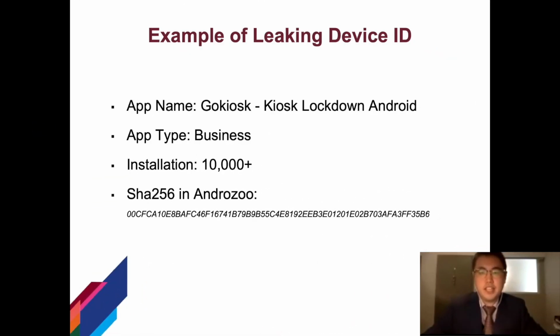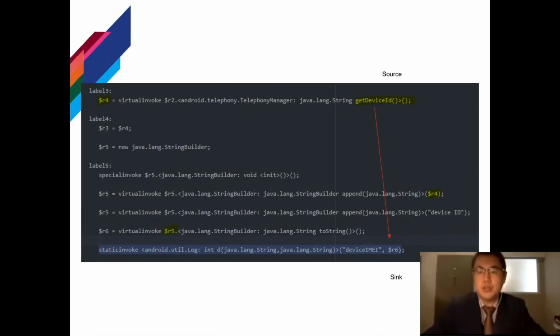The next case is related to the device ID. It's also in the same application. However, the process is simpler. They use the getDeviceId function to get this information, and use variables to receive it. This value is transferred from $4 to $5 until $6. And in the end, there exists one debug log statement which displays the device ID.